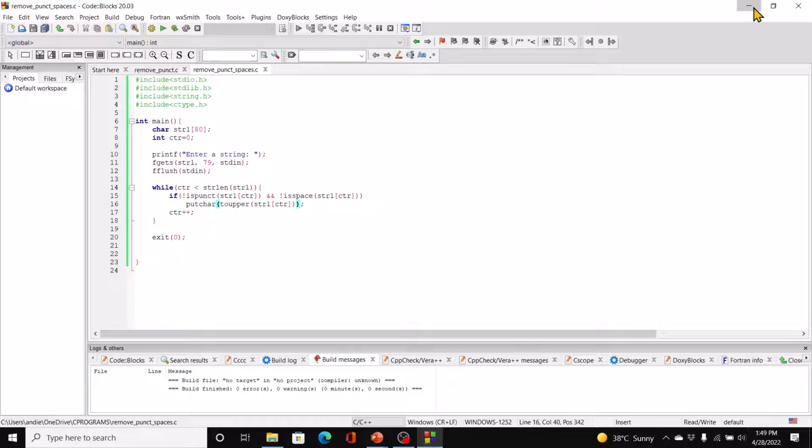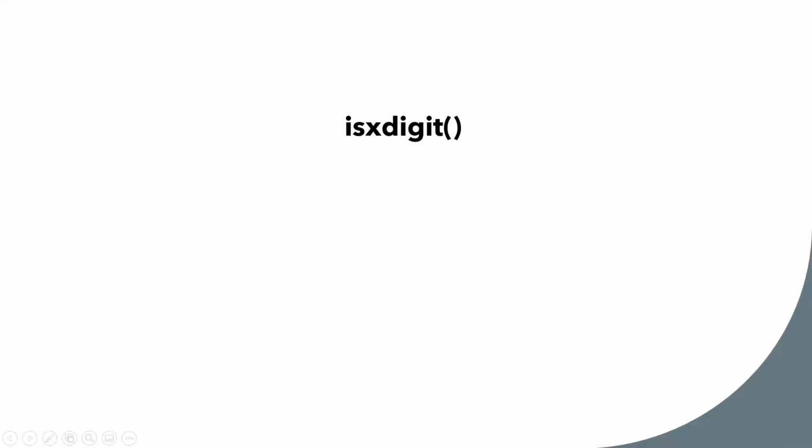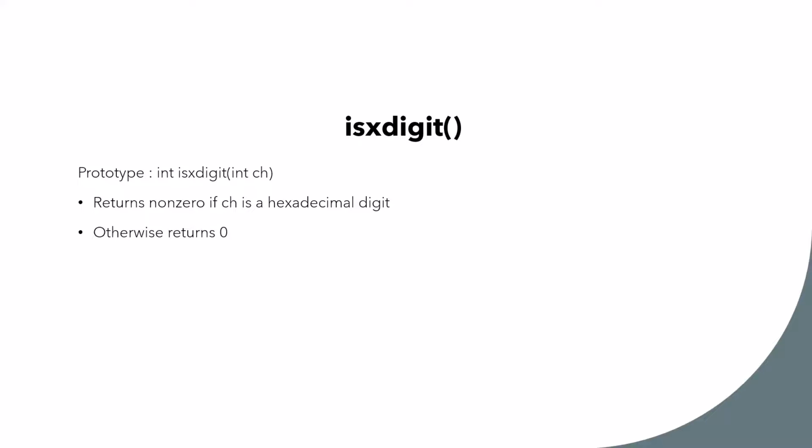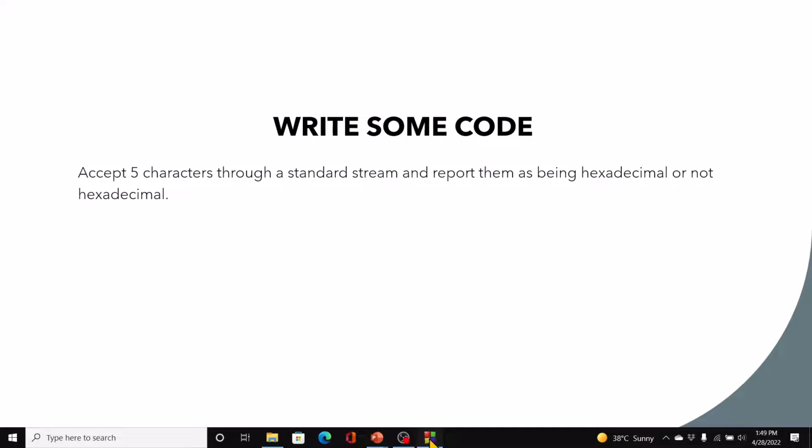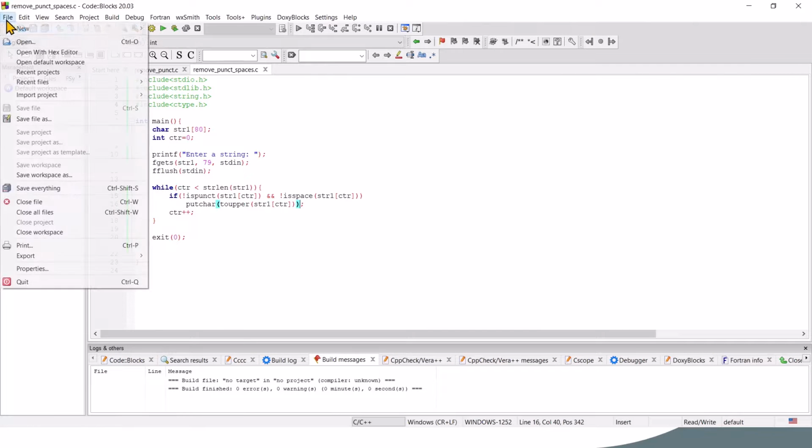Moving on. We have isxdigit, again returning an integer, taking as argument an integer as well, returns true or non-zero if the character is a hexadecimal digit, otherwise returns 0 or false. Accept 5 characters from the standard stream and report them as being hexadecimal or not. So let's now go back to Code::Blocks and start a new file.